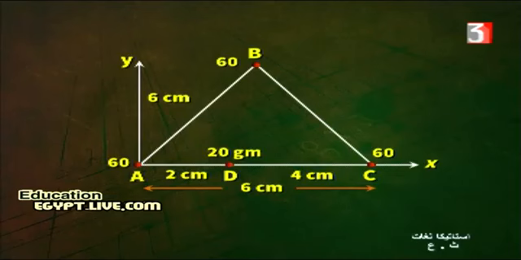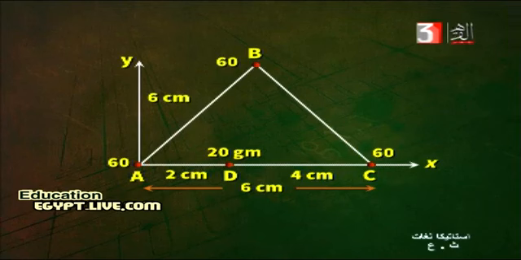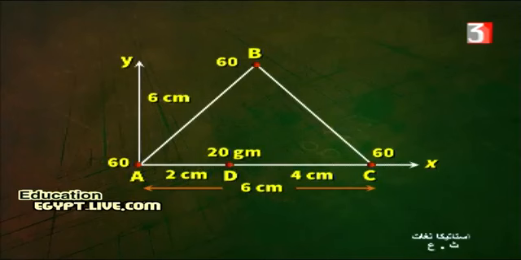Then we determine the coordinates of each point. Point A is (0, 0). Point D is (2, 0). Point C is (6, 0). Point B, the line opposite angle A, by using sine.